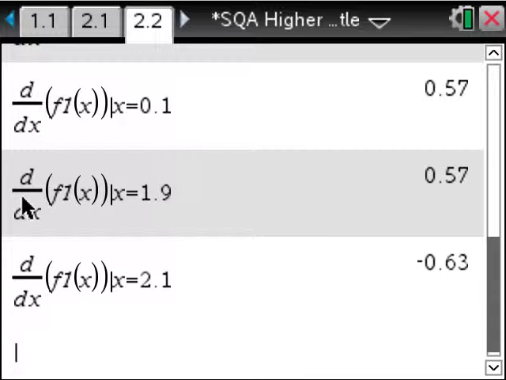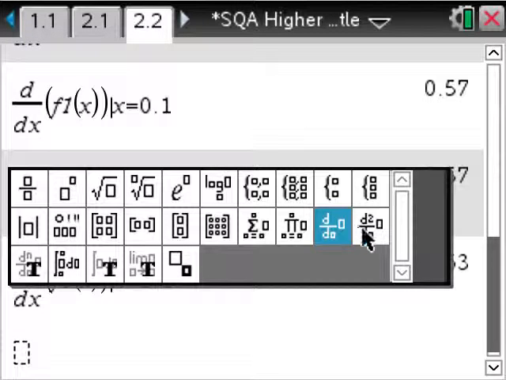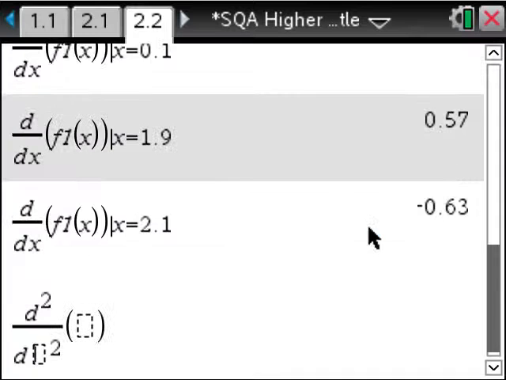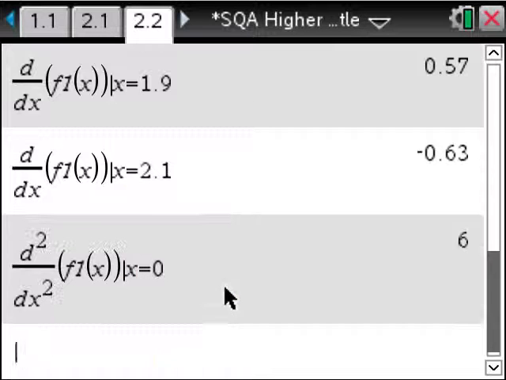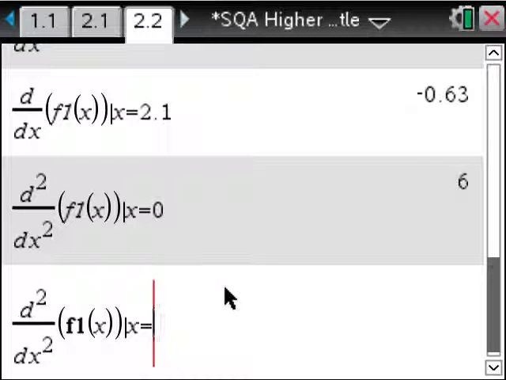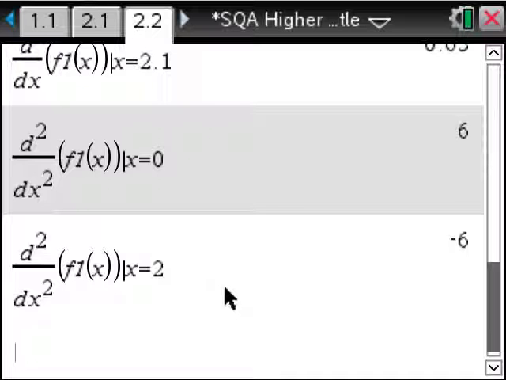Alternatively, I could work out the second derivative of these. So using the template button, go for the second derivative, d squared by dx squared, stick in f1 of x by pressing the var key, and I'm going to evaluate this at x is equal to 0, just to see what happens. I get a value of 6, so it's positive, so we have a minimum, and similarly I can evaluate it at 2, we get a negative second derivative, which means it's a maximum. So that can check any other workings you may have done algebraically. We're done.